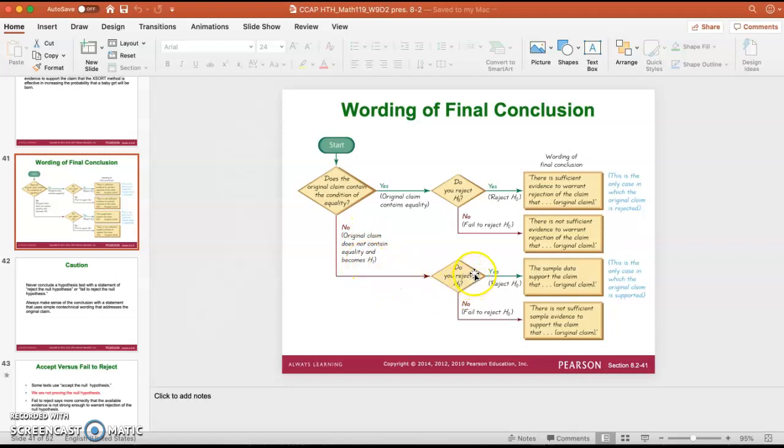So then from there, again, did you reject H naught? If yes, then the sample data supports the claim that XOR method was better, because this is the only case where we're saying that the sample data does support the claim. Then we could also have the case where we did not reject H naught, in which case there is not sufficient sample evidence to support the claim that XOR method was better. So again, this is just a template you can use to help yourself with the final conclusion.